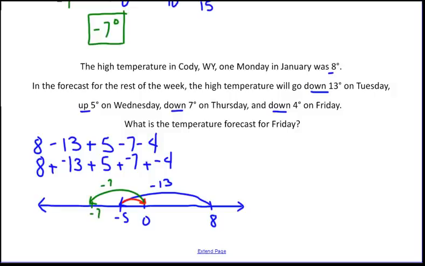And lastly, I want to either subtract 4 or add a negative 4. So at negative 7, going back to the left for more, I end up with negative 11. So negative 11 degrees is the forecasted temperature for Friday.